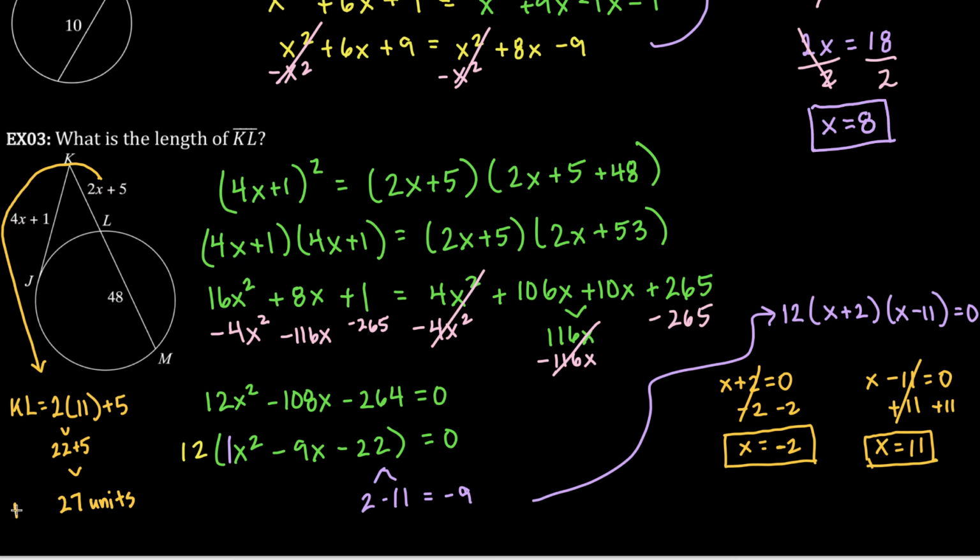So I'm going to put KL equals 27, and this is my answer. Awesome. And that's it. Thank you.